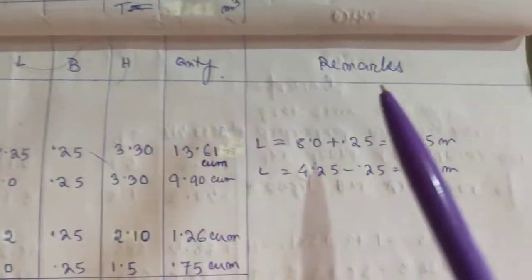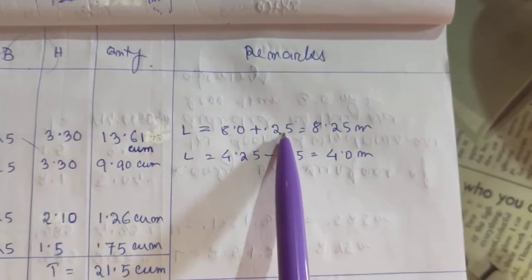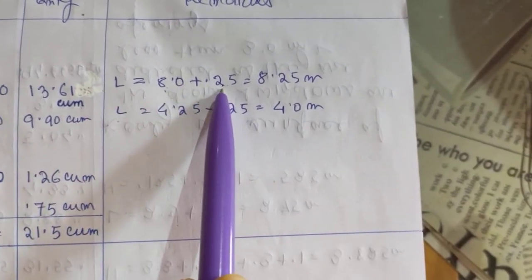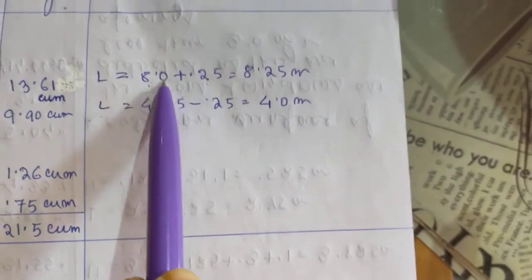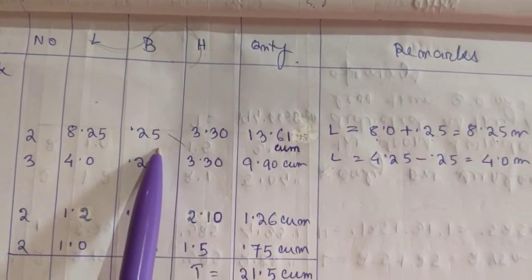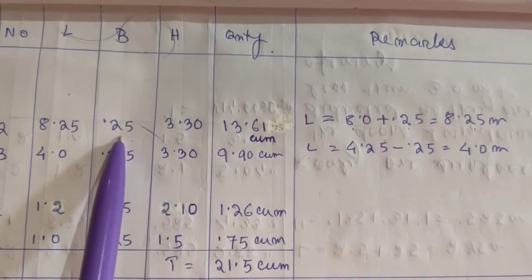So the length will be center to center length plus 1 breadth. Center to center length of the long wall is 8 meter. Breadth of the brickwork in superstructure is 0.25. So 8 plus 0.25 is equal to 8.25. So under the length column we will write 8.25. Breadth of the superstructure is 0.25.